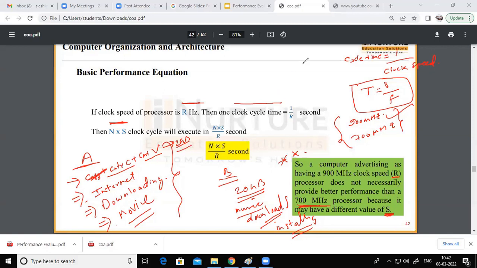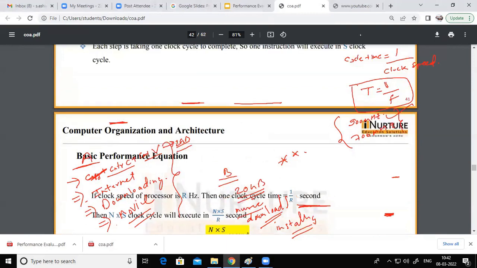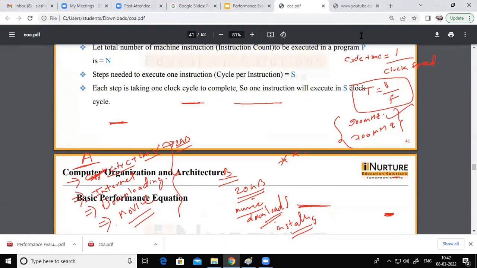So again, the S value is nothing but, as you can see here, each step is taking one clock cycle to complete. So one instruction will execute in S clock cycles. And what is this S? It is cycles per instruction, or steps needed to execute one instruction. So based on this, it will change. It is not directly dependent on the value of your megahertz.